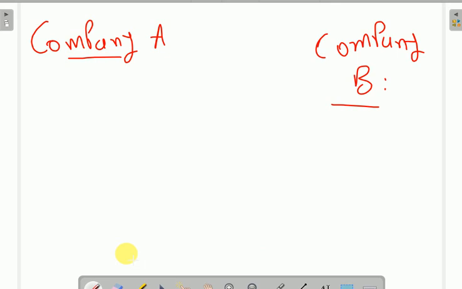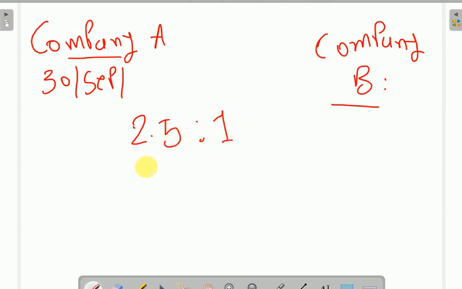यहाँ पर आपको देखना है कंपनी ऑन 31 सितंबर, ट्रांजैक्शन हुआ है 30 सितंबर। Entity A issues 2.5 shares in exchange for each ordinary share of entity B. That means the exchange ratio is 2.5 shares for every one share of company B. This is the exchange ratio.